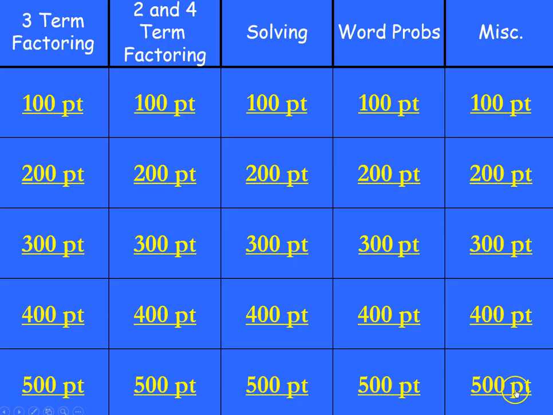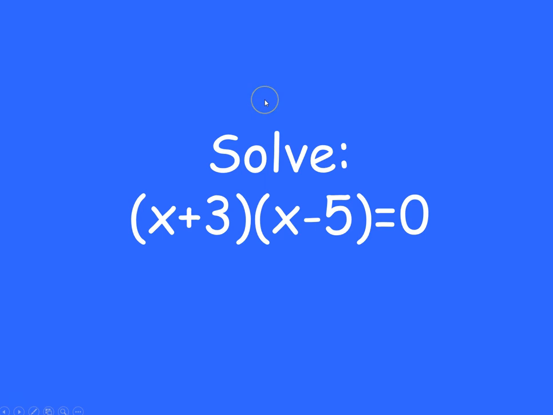Okay, excellent. Let's move back. We're now moving into solving. Solving for 100. Let's take a look. Here you're given (x plus 3)(x minus 5) equals 0. Pause the video now and let's see if you can get the answer.